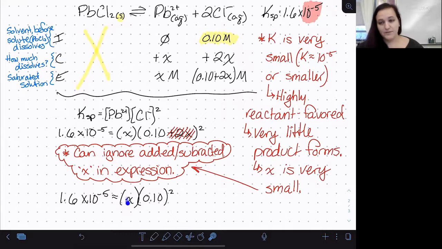We do have to keep this one. Multiplying by X is going to make a big difference. Multiplying by a very small value changes things a lot. But adding or subtracting a very small value doesn't really change much about anything. So we keep this one, we keep this guy, but we can ignore this one that's just being added to 0.1. Compared to 0.1, X is going to be very small. And this expression is much, much easier to solve, clearly. So from here, we can solve for X really simply.